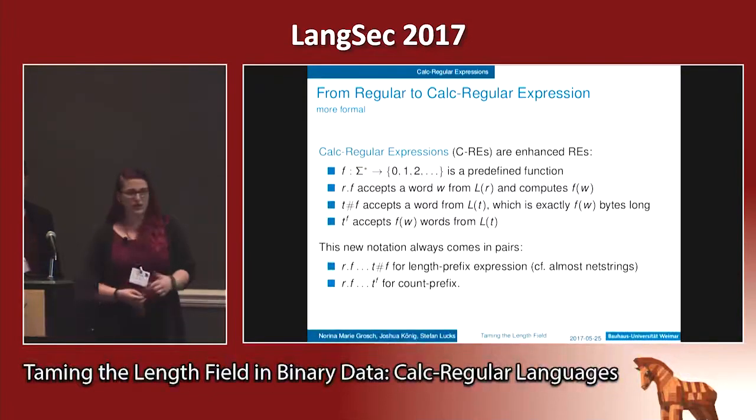Another thing is they always have to come in pairs. So we have an evaluating part and a counting part. So r dot f, something in between, which also can be a Calc regular expression. Then t hash f is used for length prefix notation, and r dot f, something in between, t superscript f is used for count prefix notation.